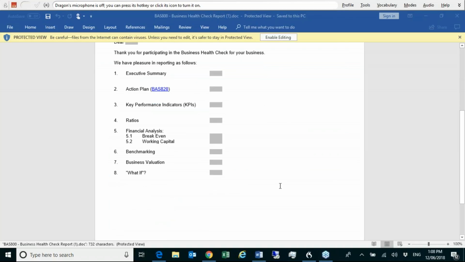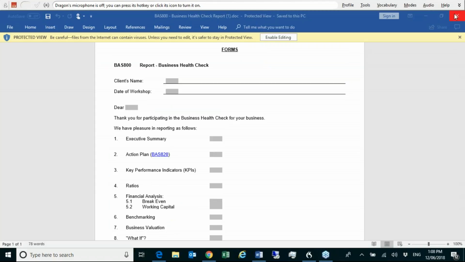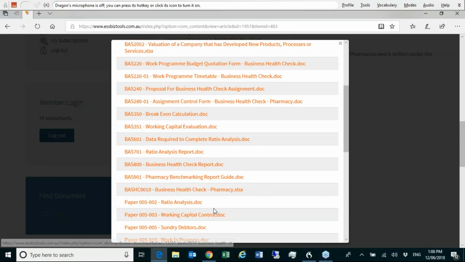And there's a final report format that you might use to send the report to the client.